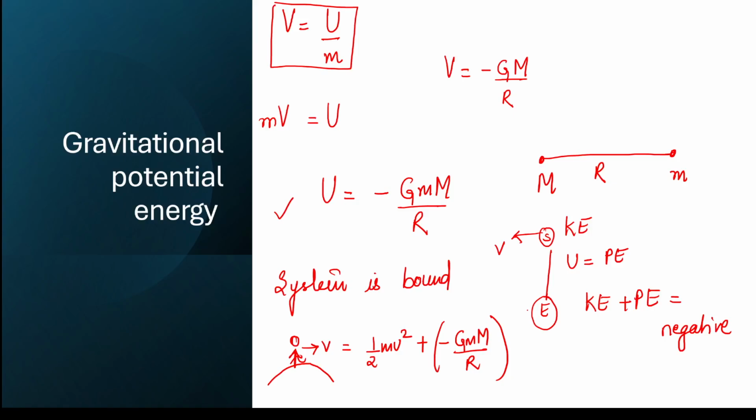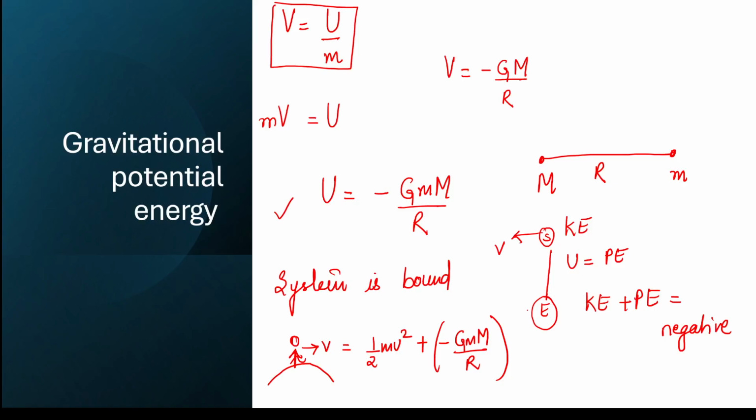So if you're launching some satellites, or let's say we are launching some space rockets, we want them to escape the Earth's gravity. What we are looking for is to make their total energy zero. Their kinetic energy should be such an amount that it is equal to the potential energy, so that the total energy becomes zero.